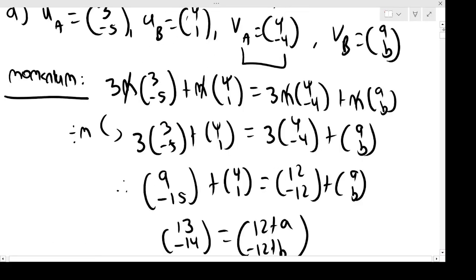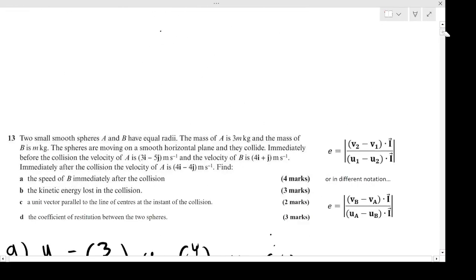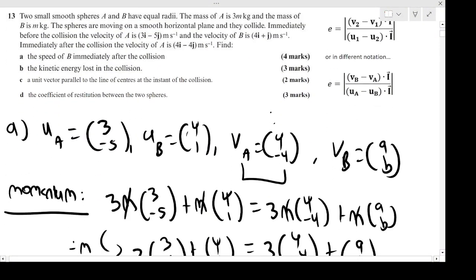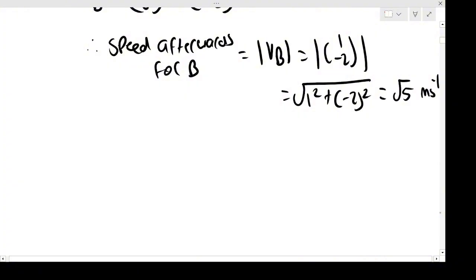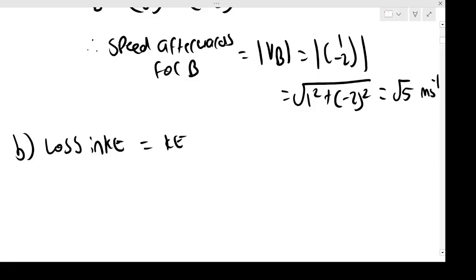Okay, so that's the idea. So it's largely the same process. We use momentum, but we're going to apply it to the vectors as a whole, because we can't just split things into one component. Then part B is asking for the kinetic energy lost in the collision. So again, my standard formula for loss in kinetic energy with collisions is kinetic energy before, take away kinetic energy after.